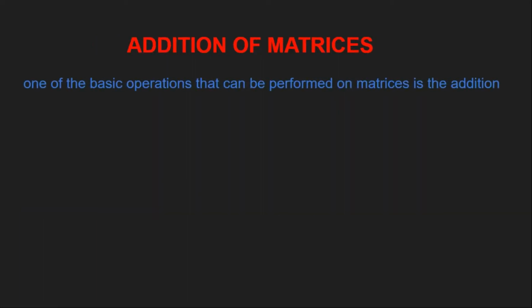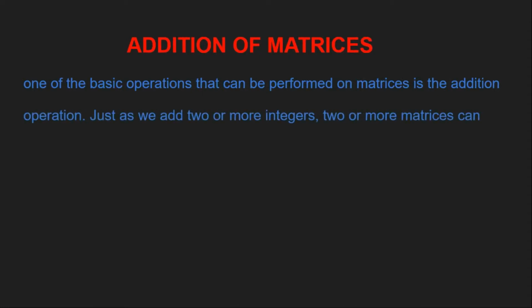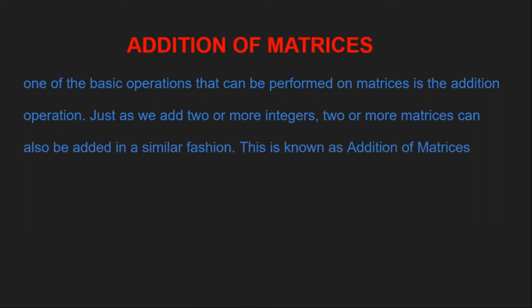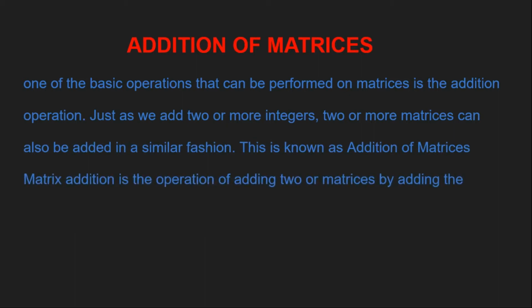One of the basic operations that can be performed on matrices is the addition operation. It's a very basic operation, and we have to just add two or more integers. Like if suppose you have two integers or three integers, like 2 and 3, and if you add them, after adding 2 plus 3 you will get 5. So it's a basic addition of integers. Similarly, two or more matrices can also be added in a similar fashion. So how you add integers, you can also add matrices. This is known as addition of matrices, guys.